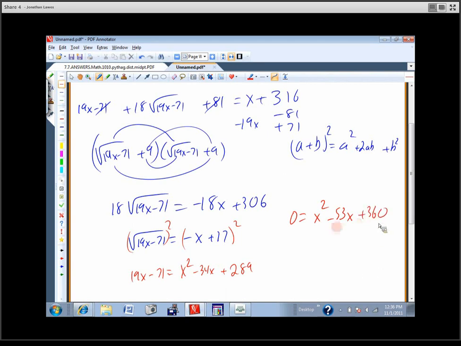360. And then I look for numbers that multiply to be 360 that combine to be negative 53. Okay, and I believe there are some that do that. I think it's 8 and 45. Is that right, Charles? 8 and 45. Charles told me. Okay, they both have to be negative, right?